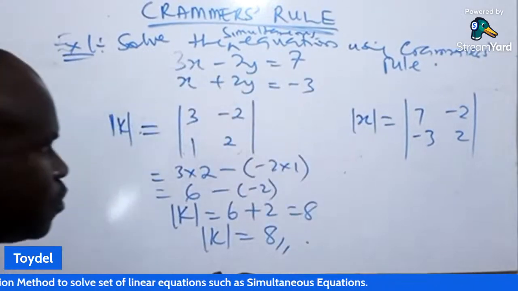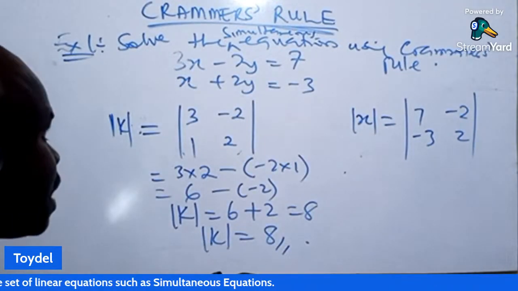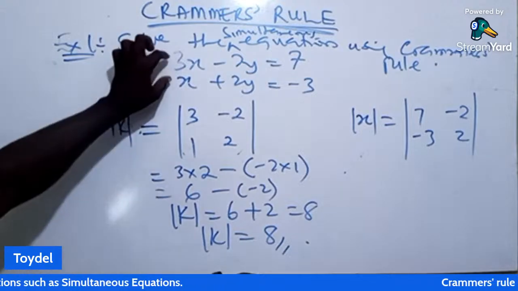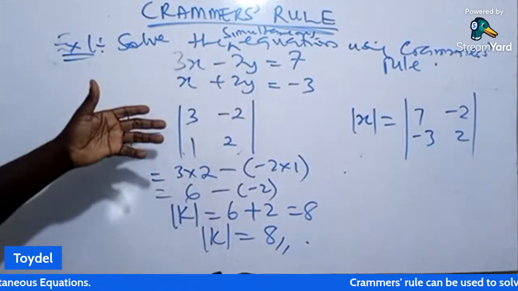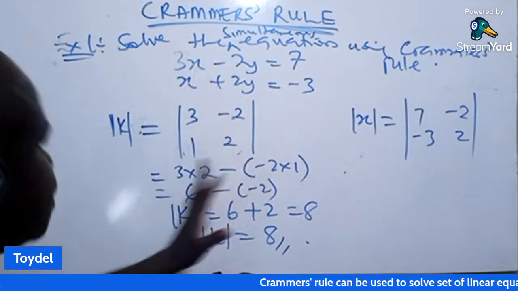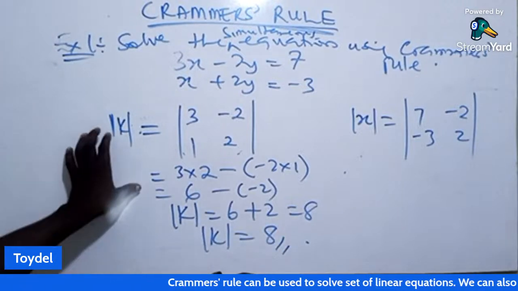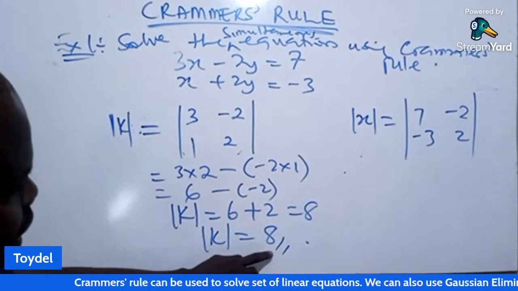That's what you do. If you want to apply Cramer's rule, the first step is to write out the coefficient of x and y. And if it is 3 by 3, x, y, z, write out the coefficients. Find the determinant of the coefficients. And that's what we have done here. We got the determinant to be 8.